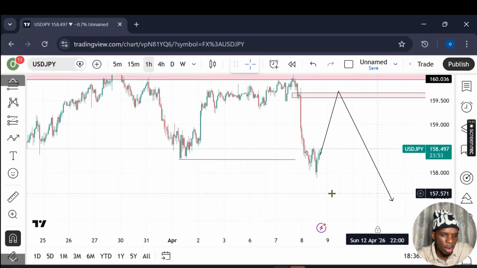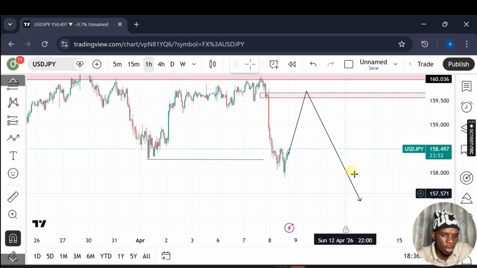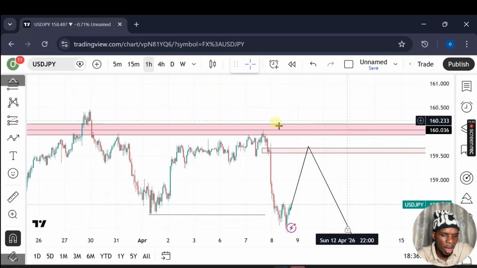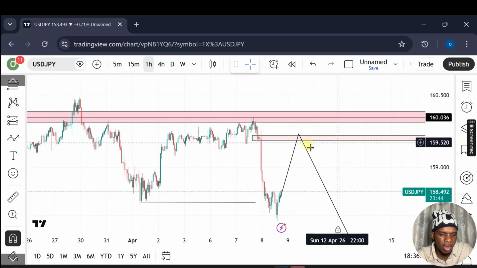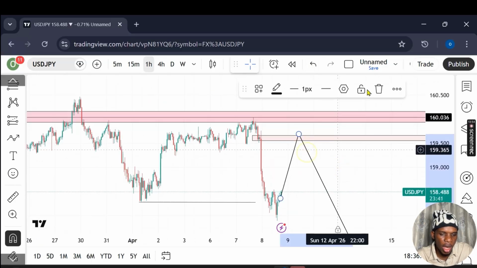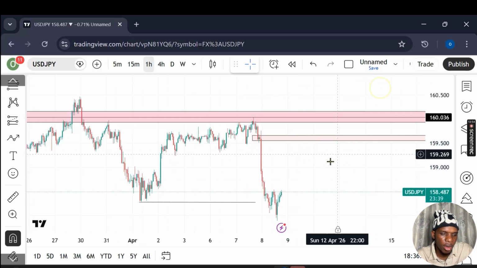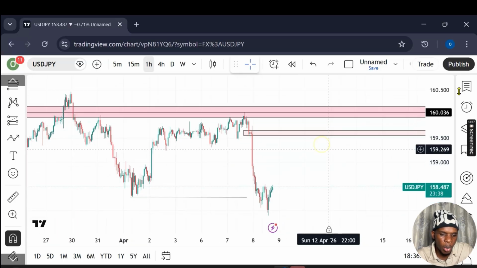Okay, but if eventually anything makes us break above this area, above here, then we are heading up. But for now, this is my analysis. Let's say 60% sure that it's going to sell from that area. So that is it for USD JPY.